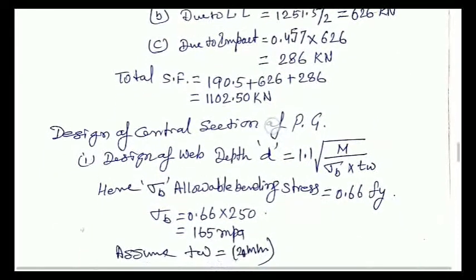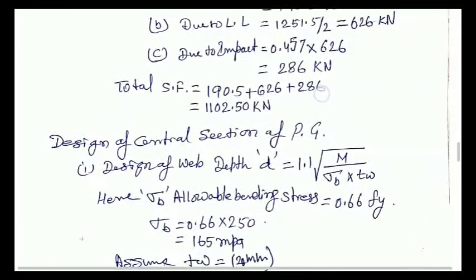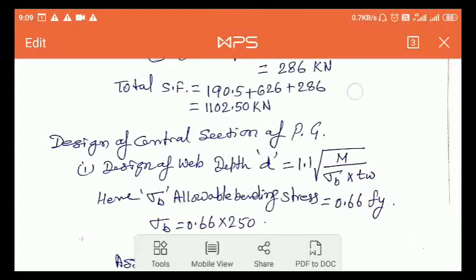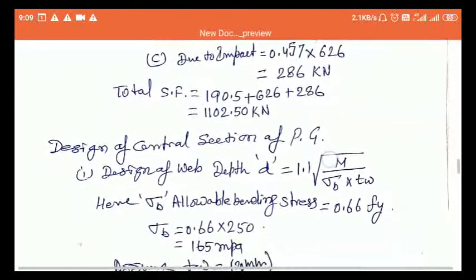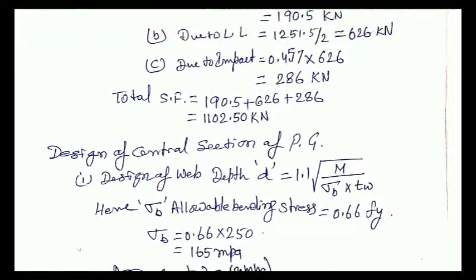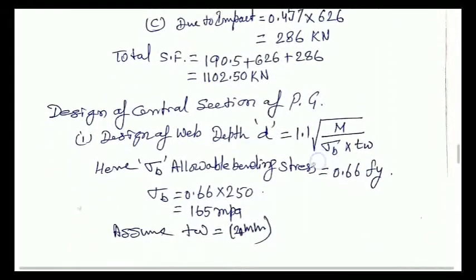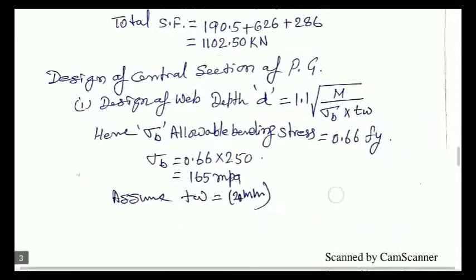And now due to impact load, multiplying by the impact factor, 0.457 multiplied by 626, it comes out to be 286 kilonewton. And now total shear force comes out to be, on addition of all these three, 1102.50 kilonewton. So now design of central section of PG.